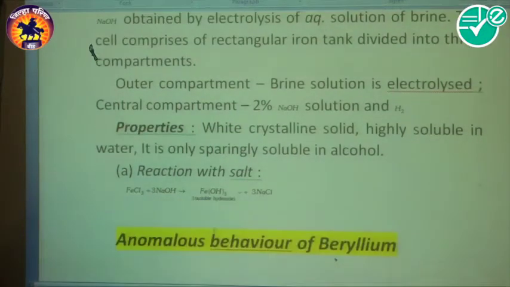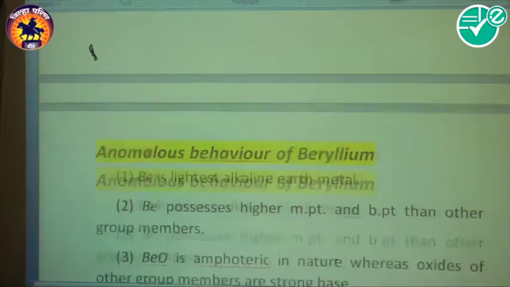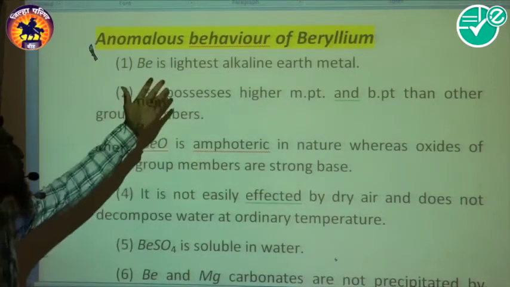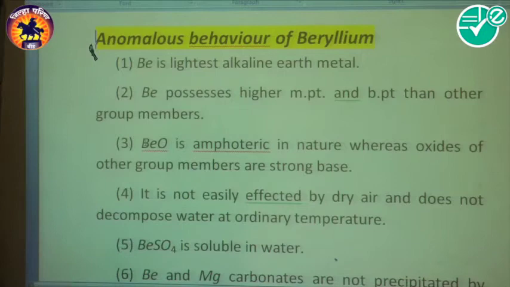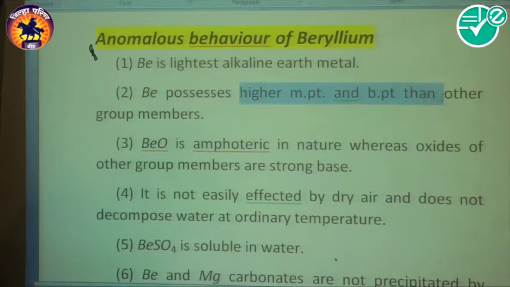Now again, as you studied the anomalous nature of lithium, here again four to five points I am going to explain about the anomalous nature of beryllium. The way of asking the question is the same. Beryllium is the lightest element in its group, and it has a higher melting point and higher boiling point.